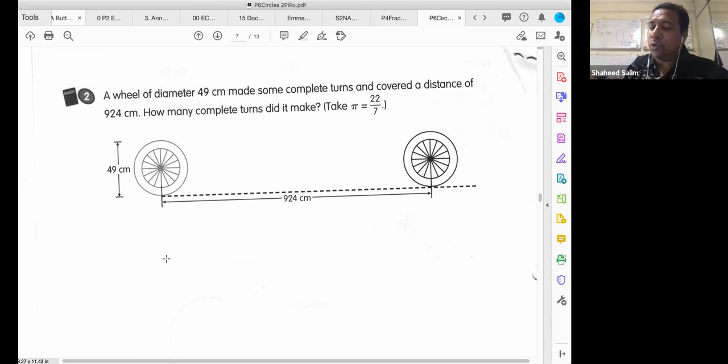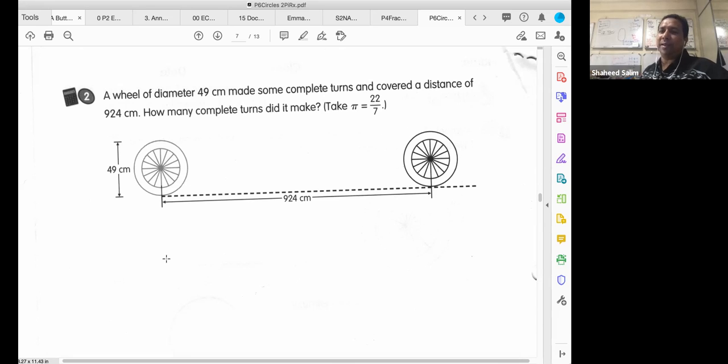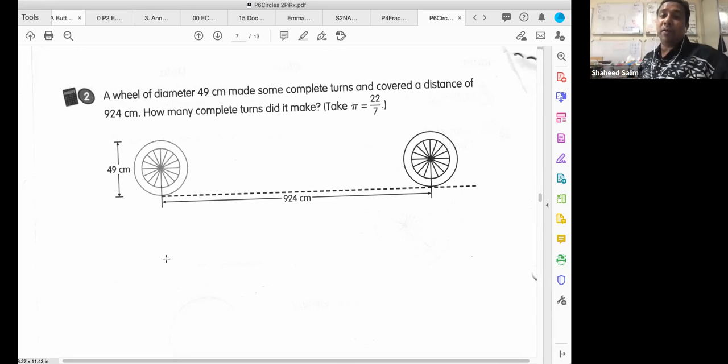Okay, now Zahin, I ask you, on a scale of 0 to 10, 0 means you don't like maths, 10 means you love maths. What is the rating for your love for maths? 5. 5 means you like a little bit, you hate a little bit. Okay, let us see. End of the year, before PSLE, I will ask you again.